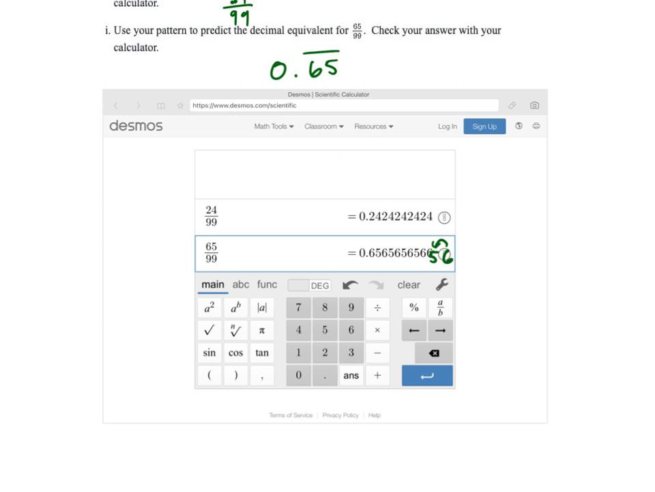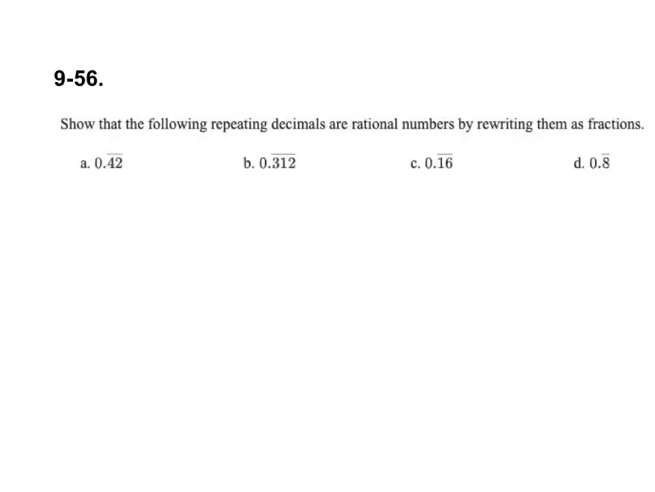Let's take a look at the next one. In 9-56 now, we've got some examples to try. Show that the following repeating decimals are rational, because if it's rational, it can be written as a ratio or a fraction. So rewrite these rational repeating decimals as fractions to prove that they are rational numbers.